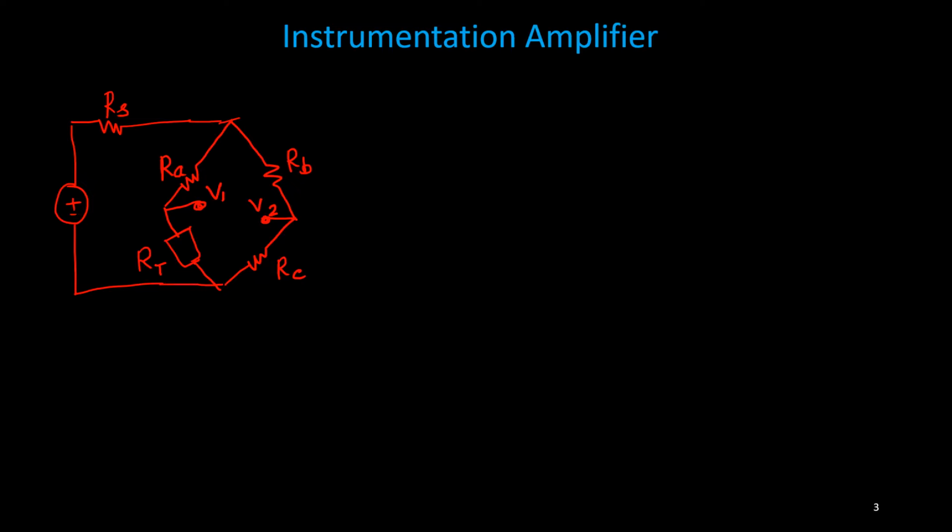Okay, and we need to take the difference between these two, because initially we'll consider that RA, RB, RC and RT are in such a way that there is no difference between these two output voltages, which means this is in balanced condition. The source voltage is suppose Vs. Now in balanced condition, you know the requirement is RA upon RT should be RB upon RC. In that case, V1 is equal to V2. So there is no difference between these two end potentials.